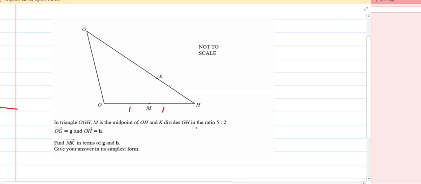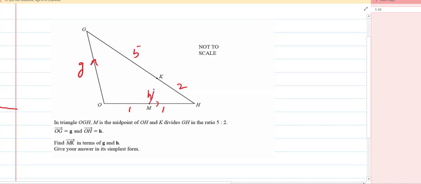And K divides the GH in the ratio 5 to 2. The GH in 5 means this part is 5 because G is first. So this part is 5 and this is 2. OG, from O to G, it is given G. OH, like this total, is given H. Find MK. We want to find this MK.